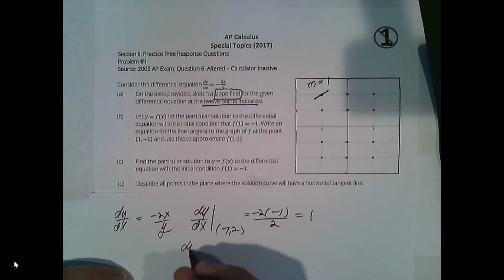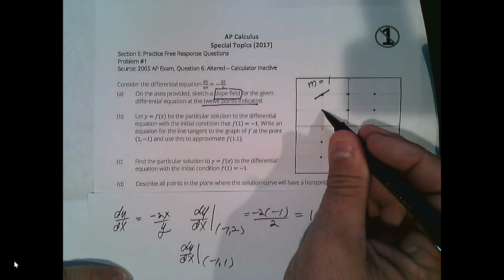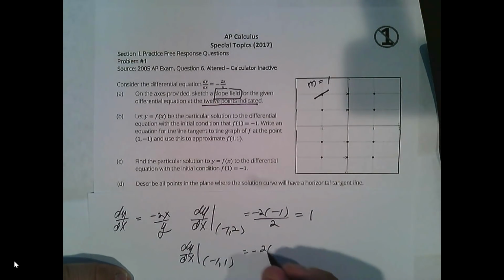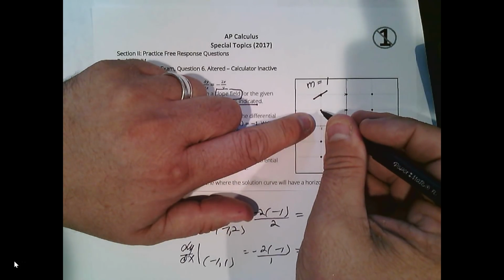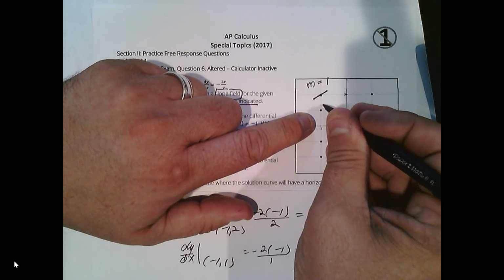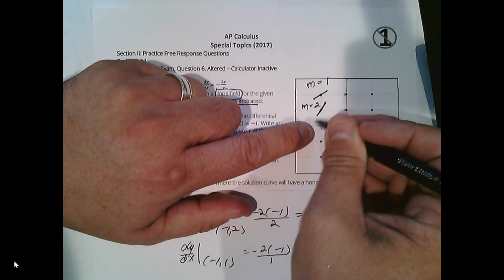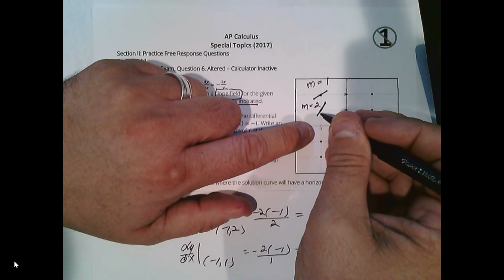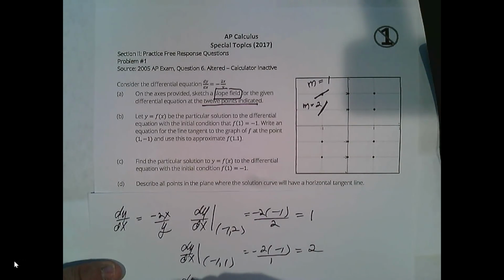I'm then going to pick another point. It doesn't matter which one you pick. I'll say negative 1 comma 1. The slope is negative 2 times negative 1 over 1, which is 2. Now I'm going to draw a tangent line with a slope of 2. Here's where I want to be careful. If my tangent line has a slope of 2, that has to be steeper than a slope of 1. I want to make sure it looks steeper so that the College Board folks know what I'm doing. And I'm going to keep finding all those slopes.